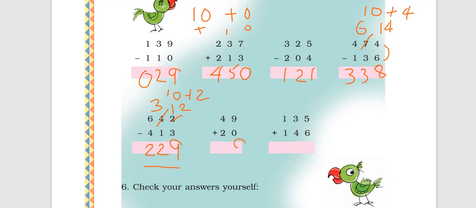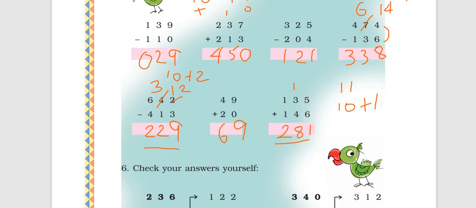9 plus 0 is 9. 4 plus 2 is 6. Last one is 135 plus 146. 5 plus 6 is 11, which means we have 1 ten and 1 one. Let's put the 1 one in the ones column and carry the 1 ten into the tens column as a 1 ten. 1 plus 3 plus 4 gives me 8. 2 hundreds. 100 plus 100. That is 2 hundreds.